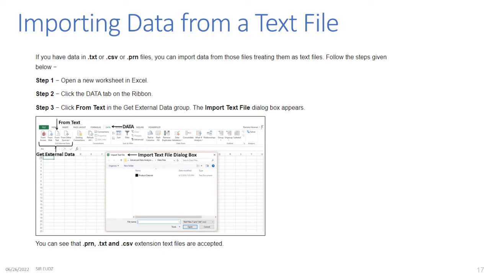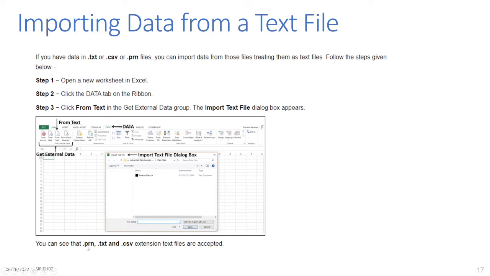Number 1, open a new worksheet in Excel. Number 2, click the Data tab on the ribbon. Number 3, click From Text in the Get External Data group. The Import Text File dialog box appears. So this is the Import Text File dialog box.